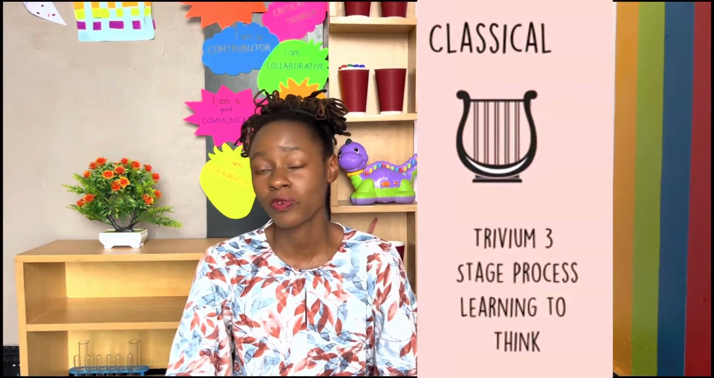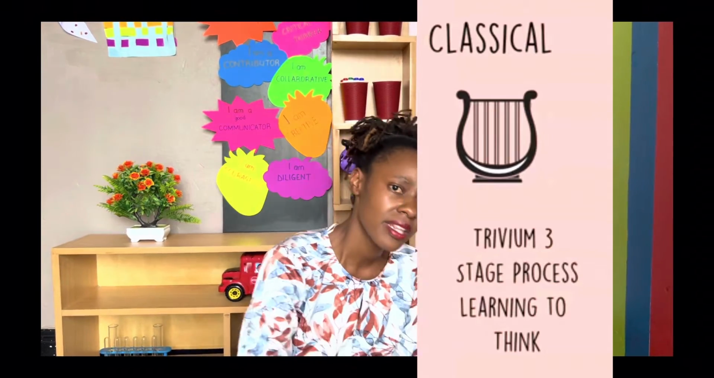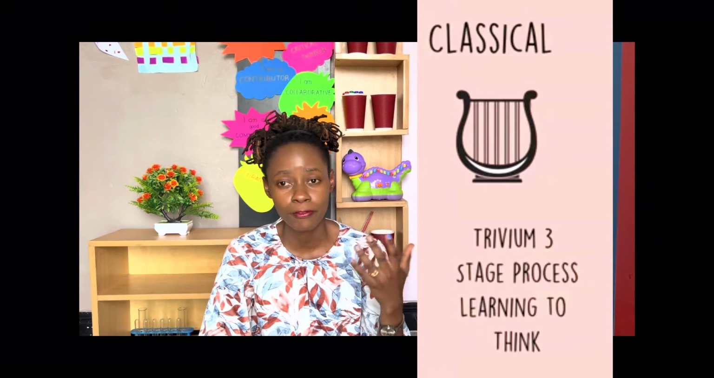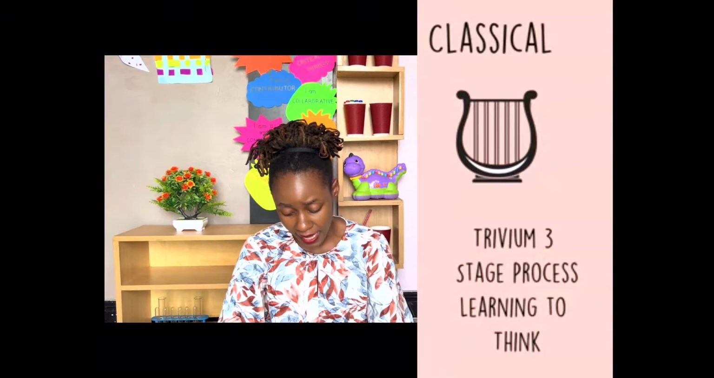The next method is the classical method of homeschooling. The classical method can be summarized as the 3-stage trivium process of homeschooling. The 3 stages during classical homeschooling include the grammar stage. Now, the grammar stage usually involves the kid being given the facts, the concepts of the different areas of learning. Then the next stage is the dialectic stage.